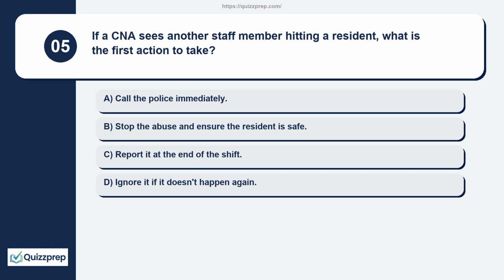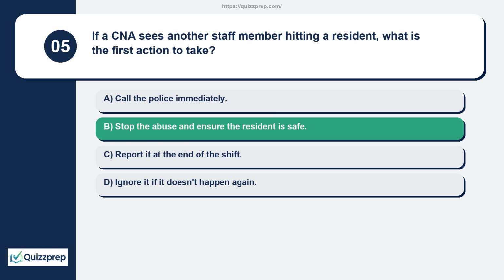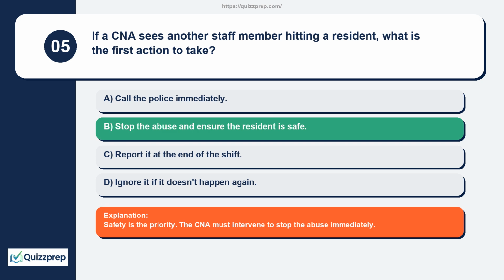Question 5. If a CNA sees another staff member hitting a resident, what is the first action to take? Call the police immediately, stop the abuse and ensure the resident is safe, report it at the end of the shift, ignore it if it doesn't happen again. Safety is the priority. The CNA must intervene to stop the abuse immediately.